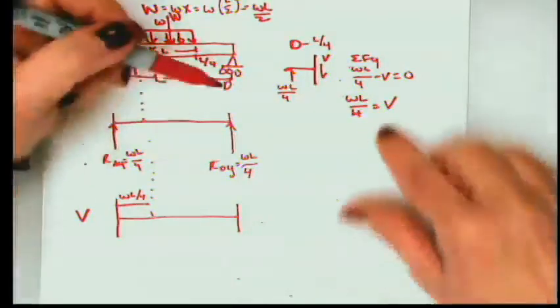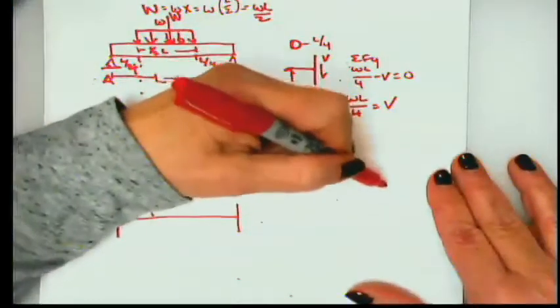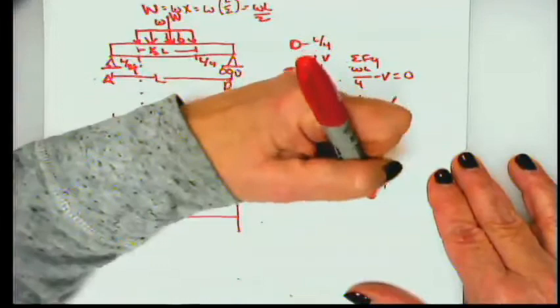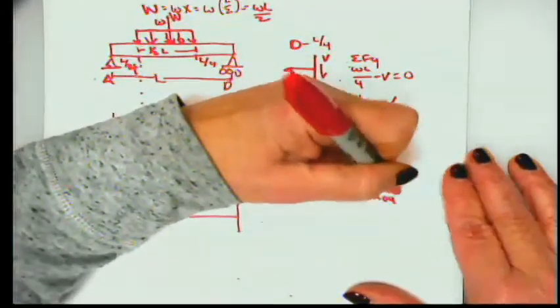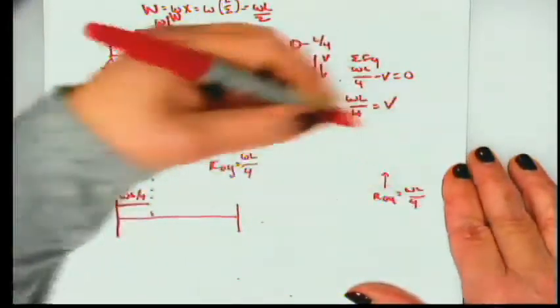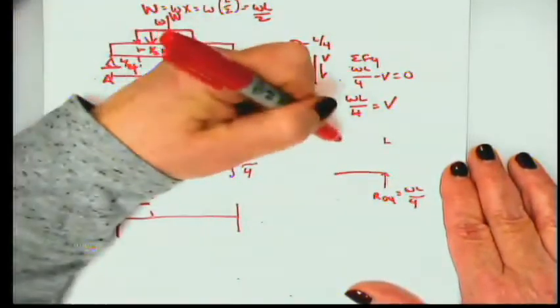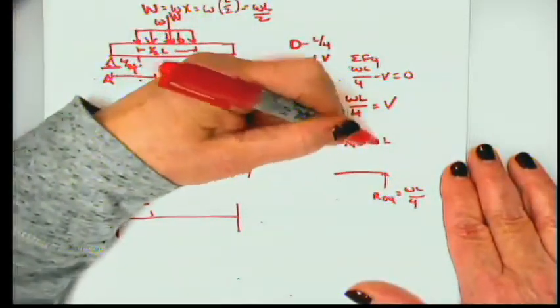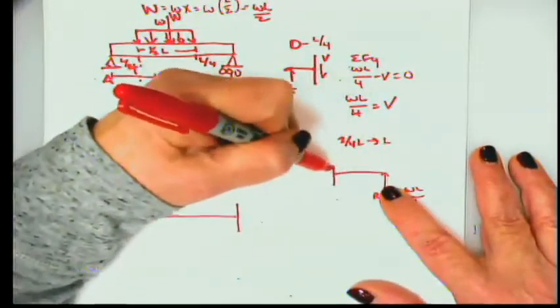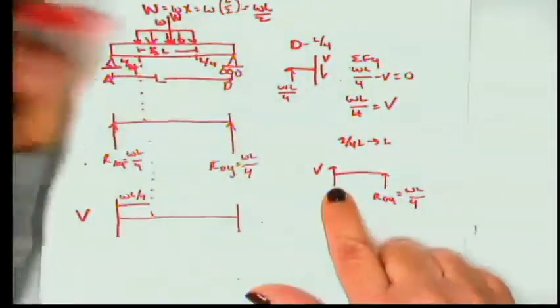Okay, now on this side, if I were to cut the other way, I know that my RDY is also wL over 4. And so if I go from 3/4 L to L, since I'm cutting on the other side, my V would look like this, draw it up.